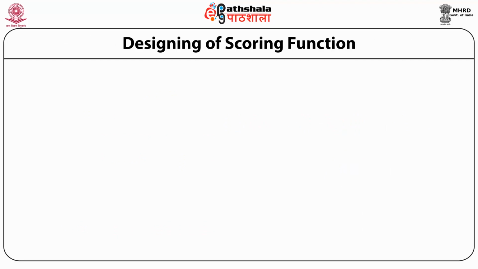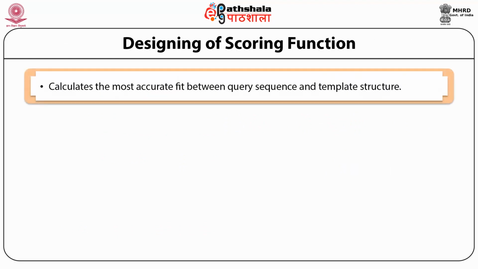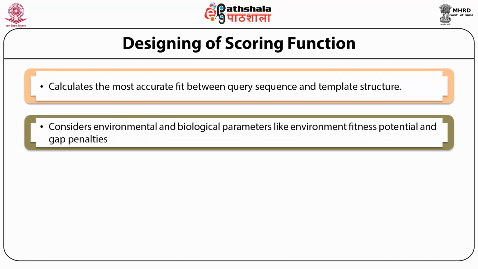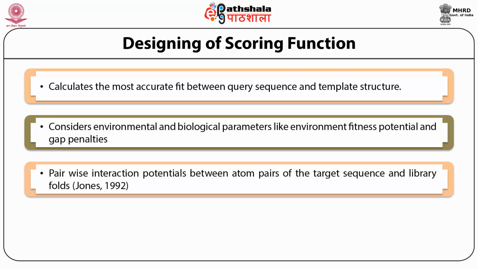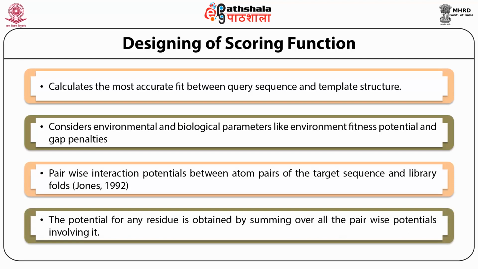Designing of a scoring function. Scoring calculates the most accurate fit between the query sequence and the template structure. It considers the environmental and biological parameters like the environmental fitness potential along with gap penalties. Pairwise interaction potentials between atom pairs of the target sequence and library folds are considered. The potential for any residue is obtained by summing over all the pairwise potentials involving it.